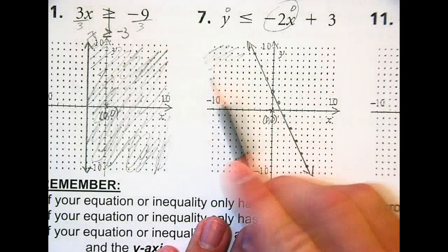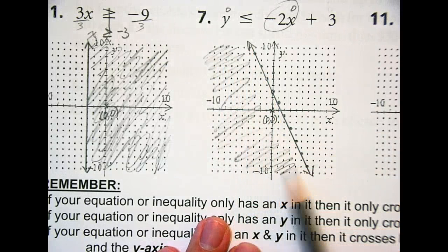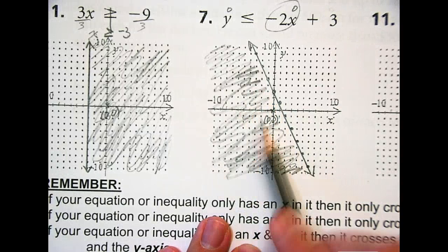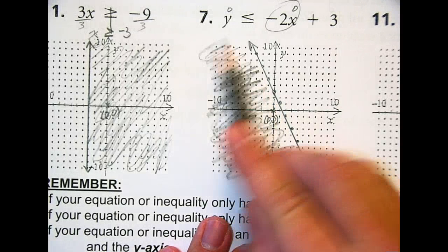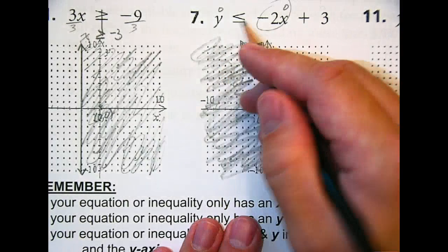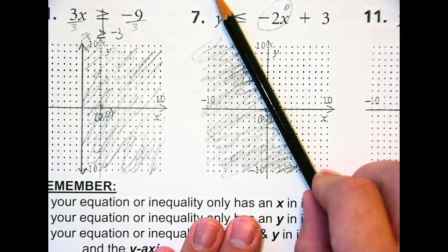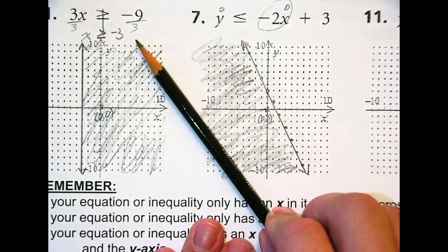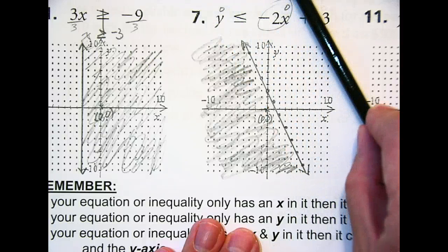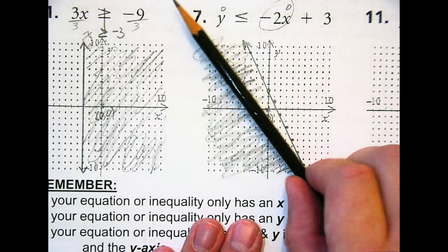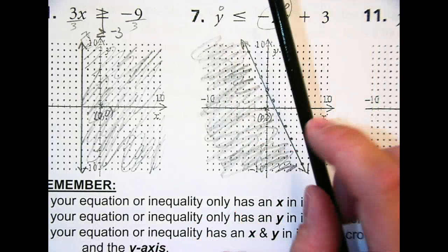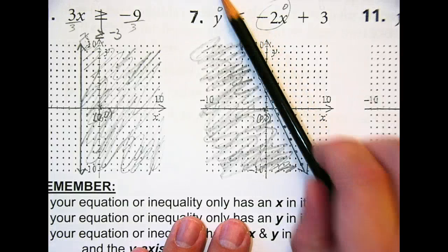Now the other way to figure that out is to look at the symbol. What type of inequality symbol is that? A less than. If it's a less than symbol, you shade under your line. If it's a greater than symbol, you shade over your line, above your line. Some students struggle with that. That's how I'll go through it the rest of the year: it's a less than symbol, so I'm shading under.